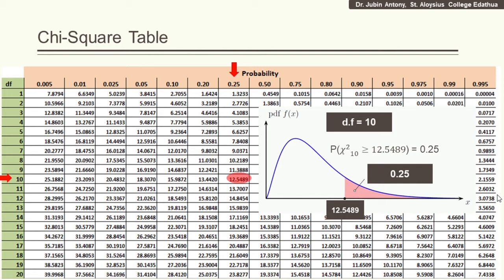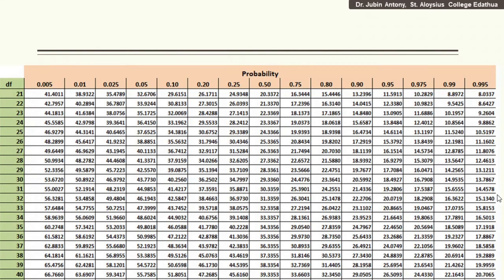Please note, the probability given across the top is the area to the right of the critical value. To look up an area on the left, subtract it from 1. The chi-square table for degrees of freedom 21 to 40 is given in this table.